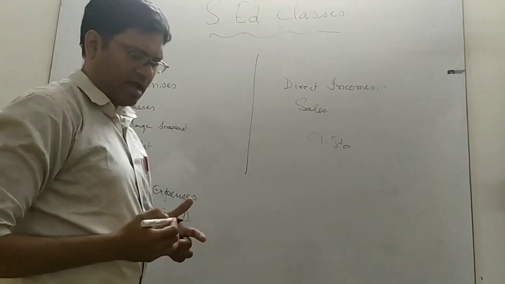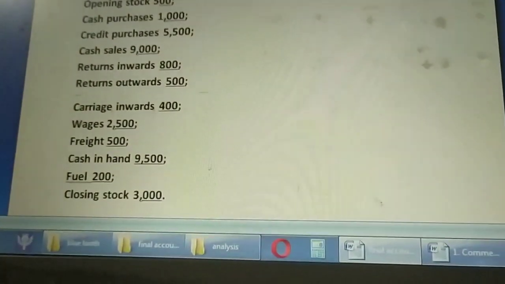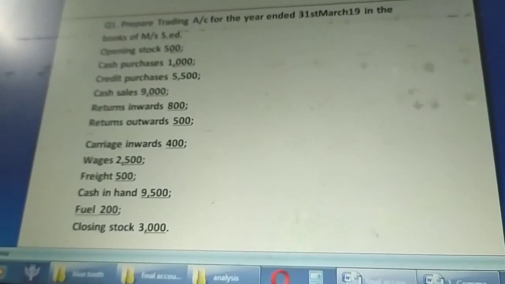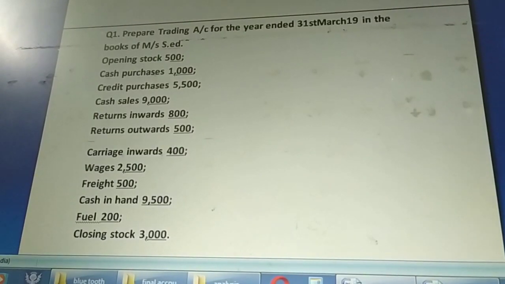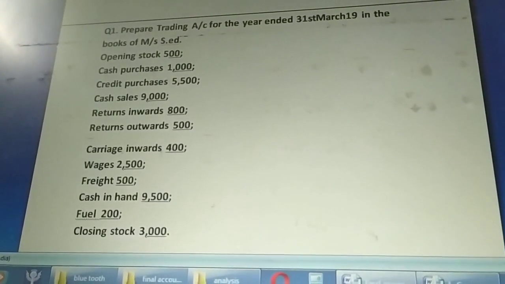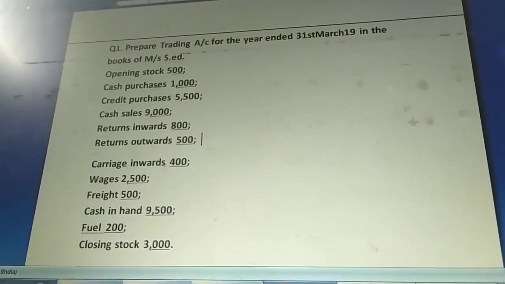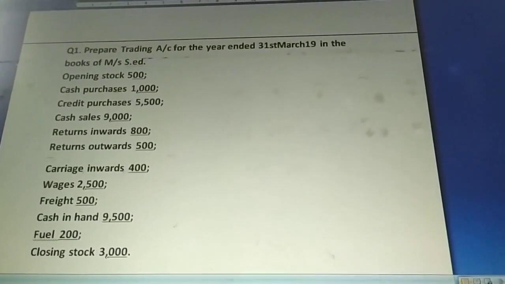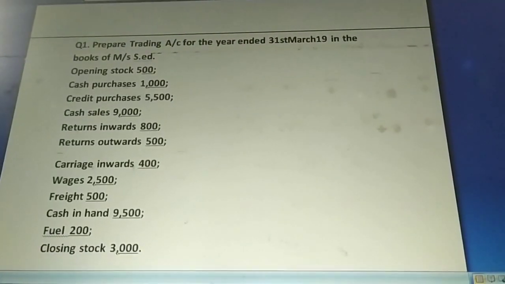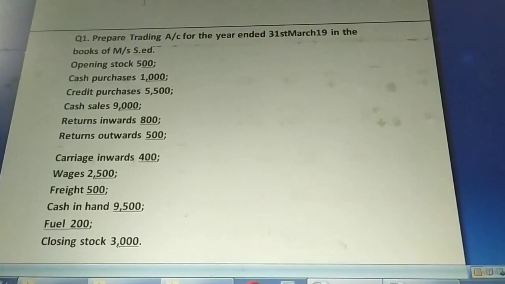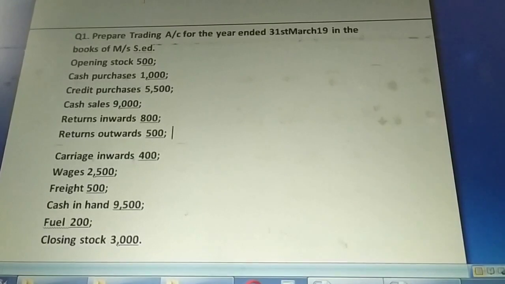Let's see one sum and try to see the sum on trading account. Prepare trading account for the year ended 31st March 2019 in the books of Messrs. S8. Opening stock is given, cash purchase, credit purchase, cash sales, return inwards, return outwards, carriage inward, wages, freight, cash in hand, fuel and closing stock. These are the things given and we need to prepare trading account.